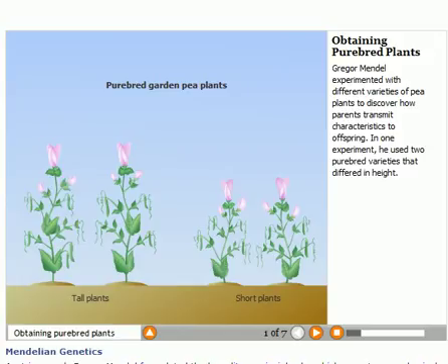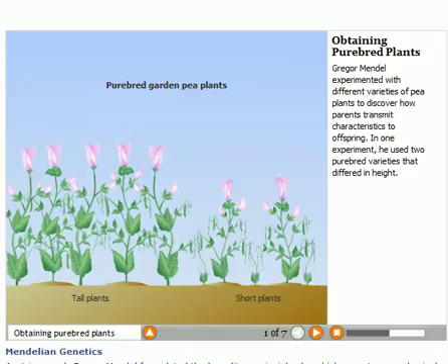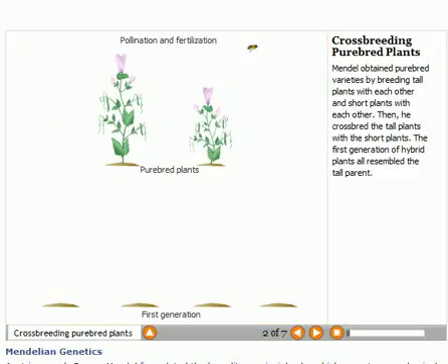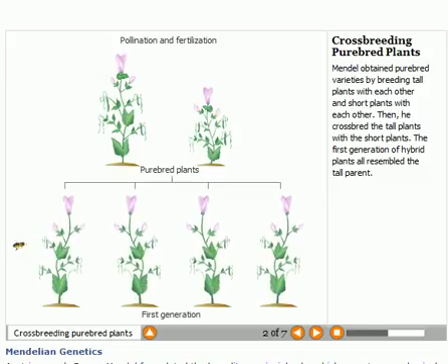In the mid-1800s, Austrian monk Gregor Mendel formulated some of the underlying principles of genetics through his observations of pea plants. Mendel noted that the plants were either tall or short. He created purebred strains by breeding tall plants together and short plants together. Mendel then crossed a tall plant with a short plant.